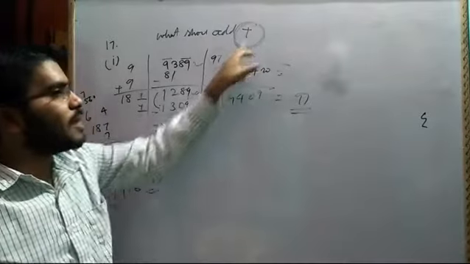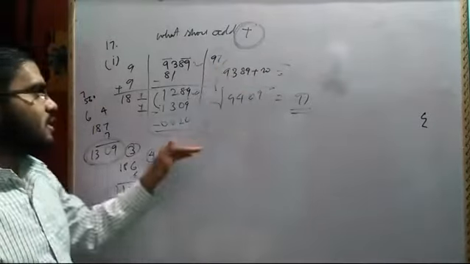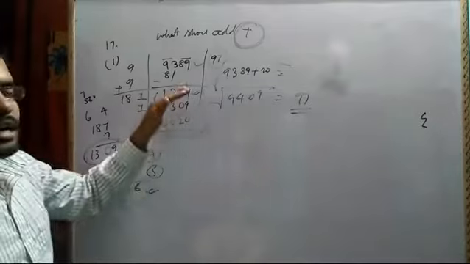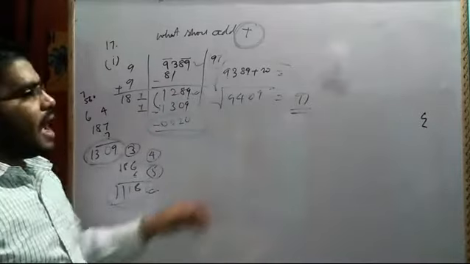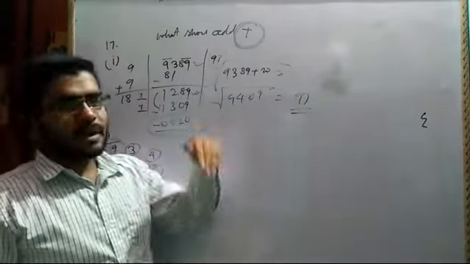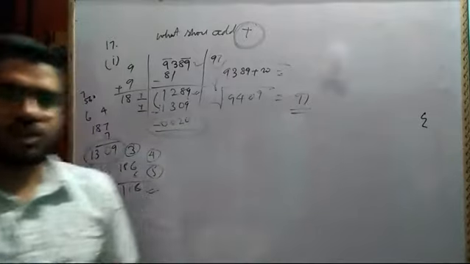When you have to add, you have to go a little extra. If with the help of 6 you are getting a lesser number, then you go for 7 and then you add. In case of subtraction, no problem, you do normal long division.